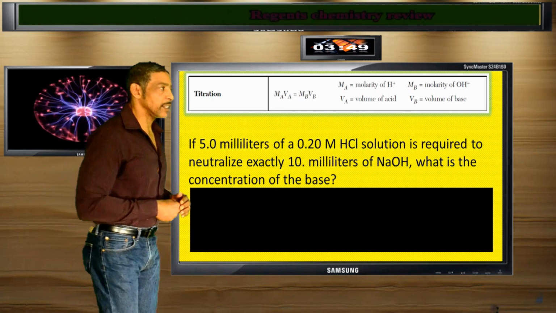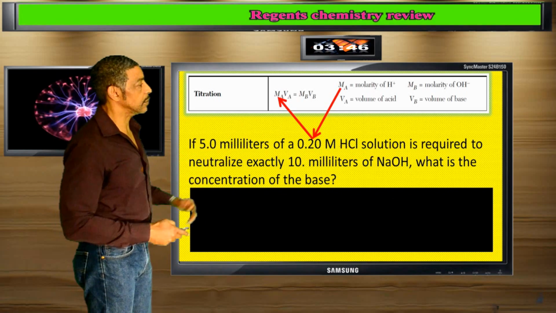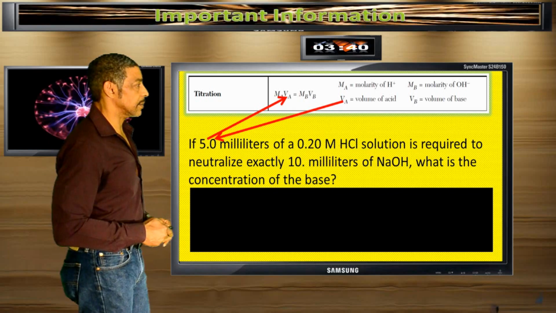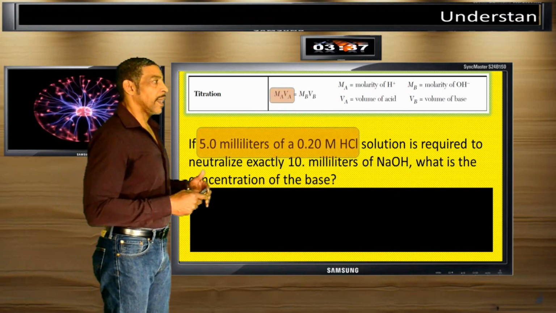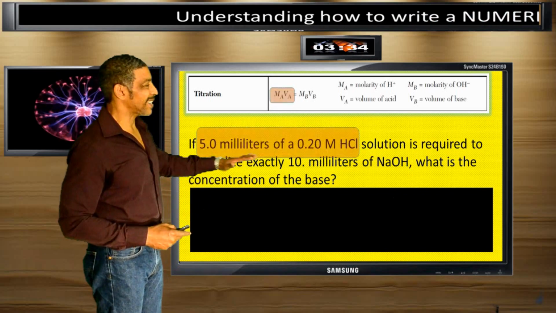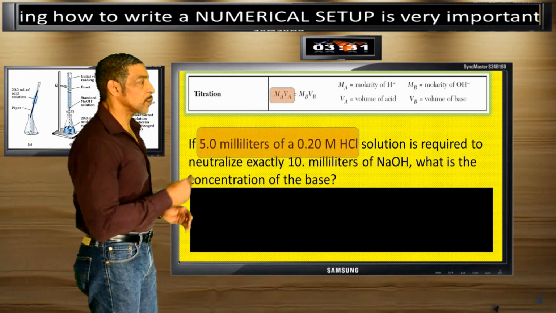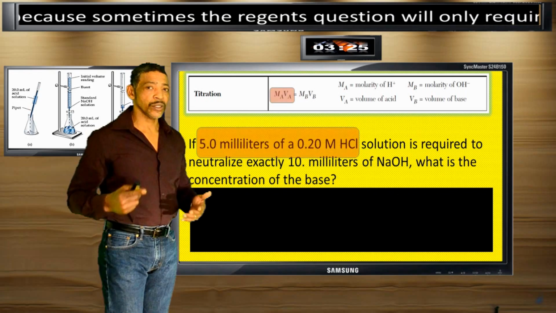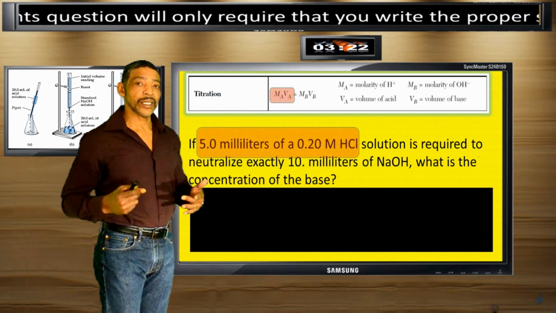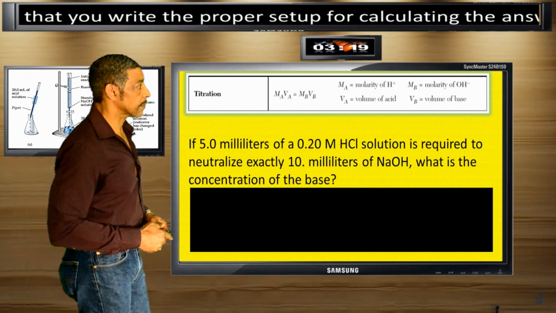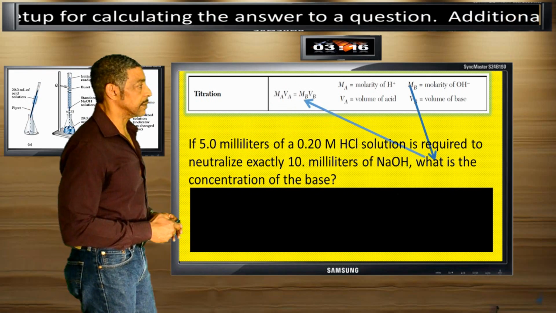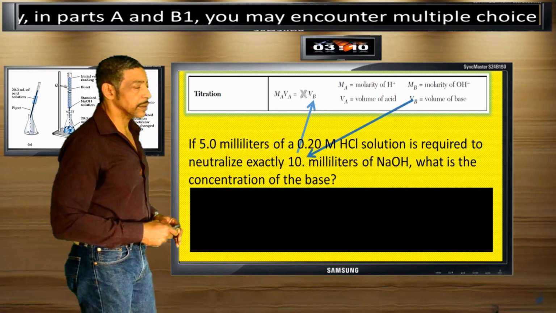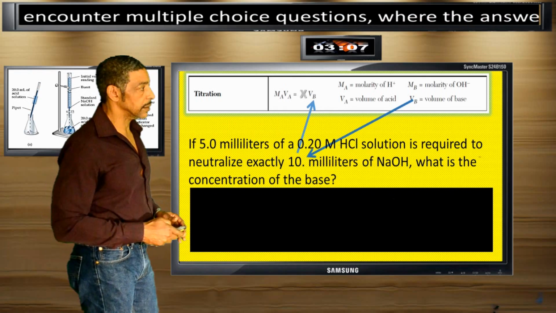From the information, the molarity of the acid is 0.20 molar, and the volume of the acid is 5.0 milliliters. Notice that these variables are actually written on the same side of the titration formula. This arrangement is common for titration questions on a Regents examination, and in fact, you should look for this arrangement in order to understand how to answer the question properly. From the information, the molarity of the base is unknown, and the volume of the base is 10 milliliters. Once again, this measurement contains exactly 2 sig figs.